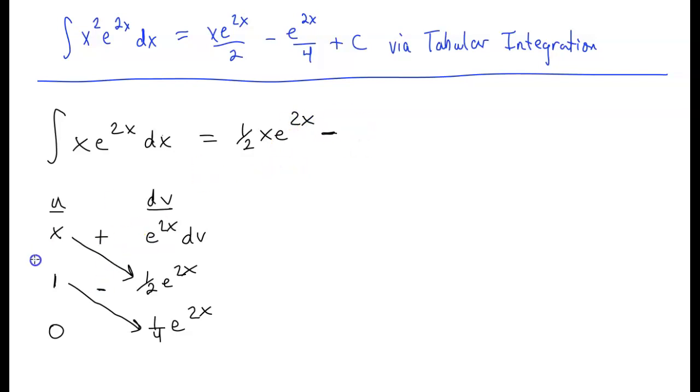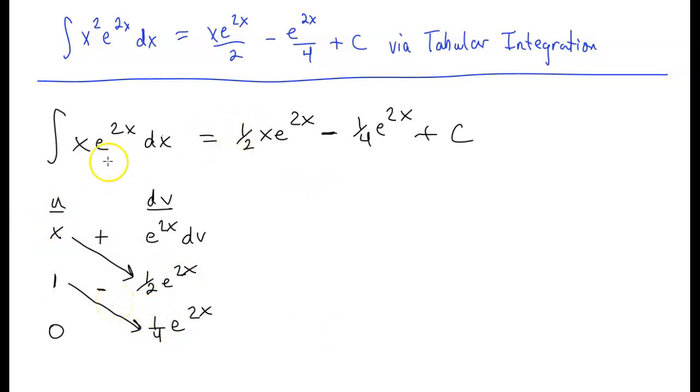minus this times this. So this will be 1 times 1/4 e raised to the 2x. And then of course, since we're doing an indefinite integral, we do the plus c. Now what's happening here is that whenever we do the successive derivatives and successive antiderivatives, we're really following the same formula as the integration by parts formula. It's just that we're doing it in abbreviated form here, okay?